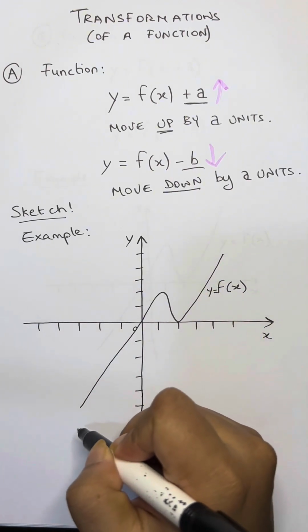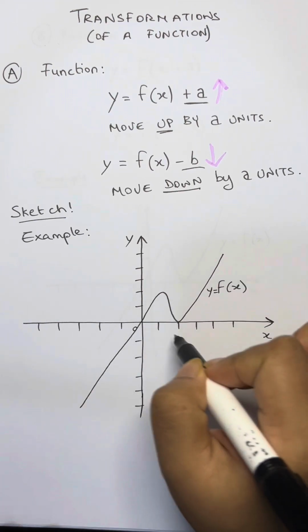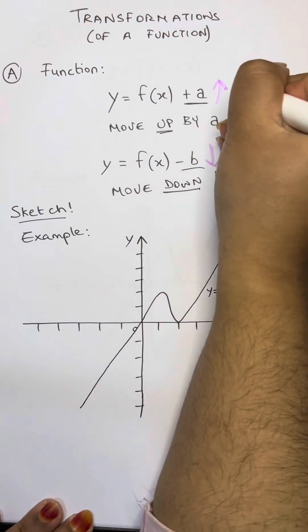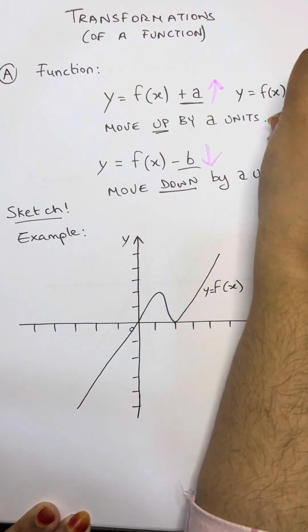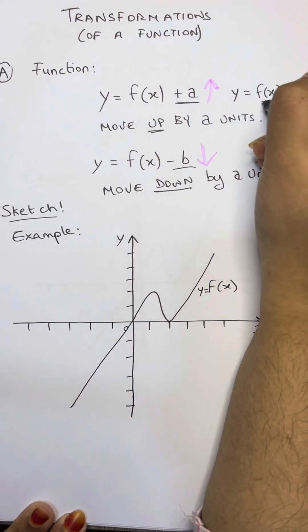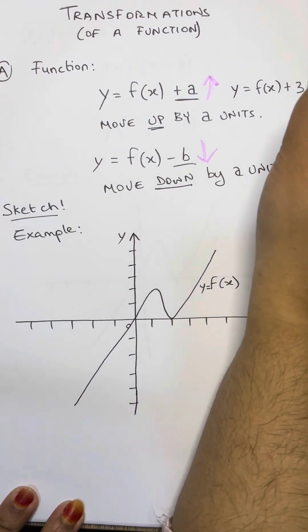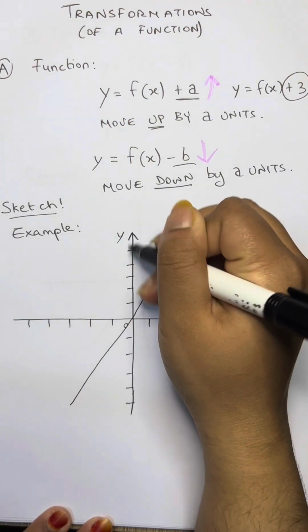So this is just a general graph for y equals f of x, this is what it looks like. And if you, for example, are given y equals f of x plus 3, how would you solve this question? What it means is that I need to move up by 3 units. Is that right? But in what direction? I need to move up in the y direction.